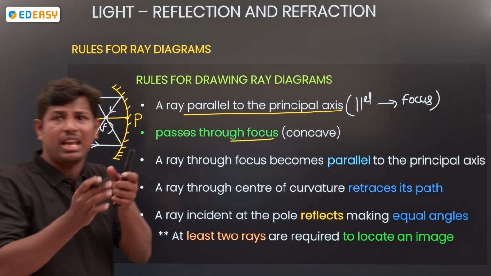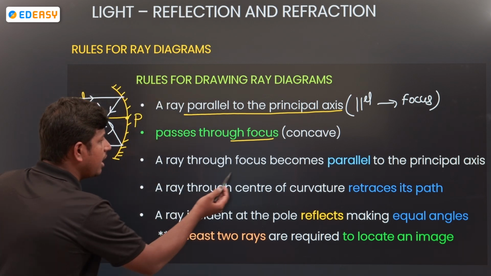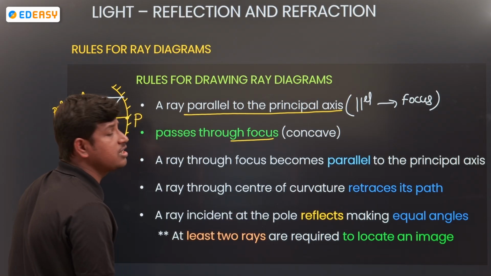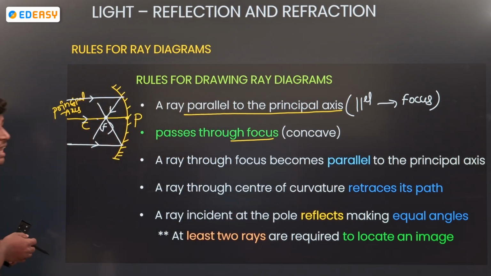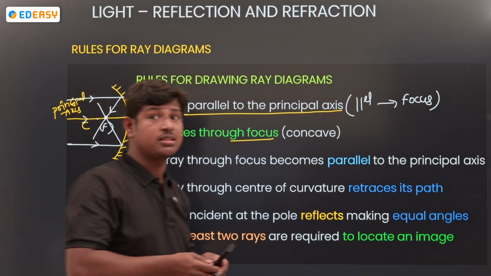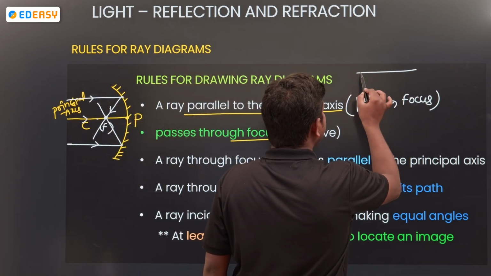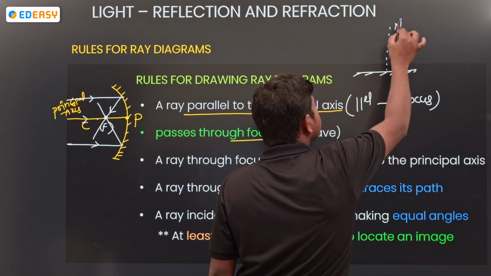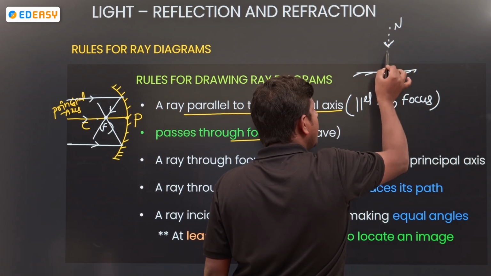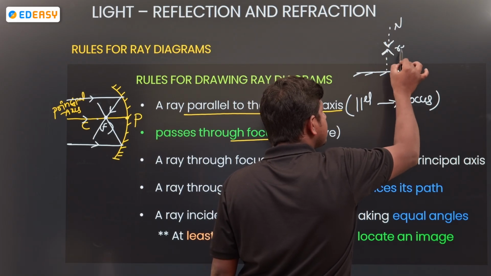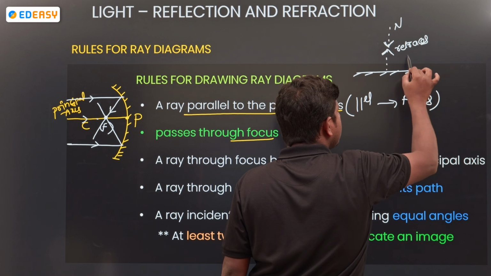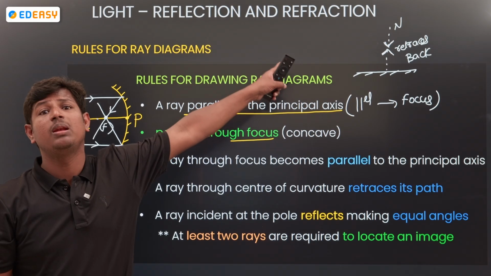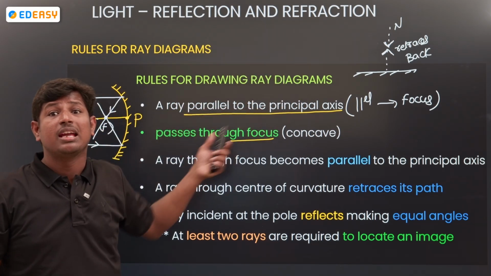Next point, a ray through the center of curvature retraces its path. It means, initially we discussed, if you take a plane mirror and any light ray passes through the normal, how will it be? Again the light ray retraces back, right? Retraces back. How does it take place in a plane mirror? Here also the same thing.